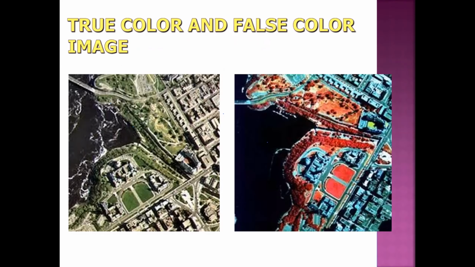Actually, in satellites, green color is not detected easily. That is why red color is given to vegetation or to green color.